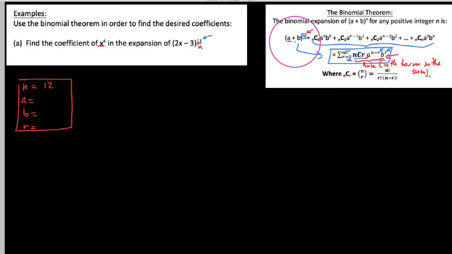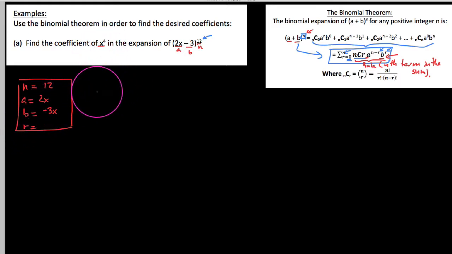Now as far as our a and our b go, these are the two terms in the binomial, and order matters here. We're going to say that our a value is 2x and our b value is negative 3. So 2x and negative 3 are these things right here. What we need to do now is determine what r is, and I'm going to come back to that.